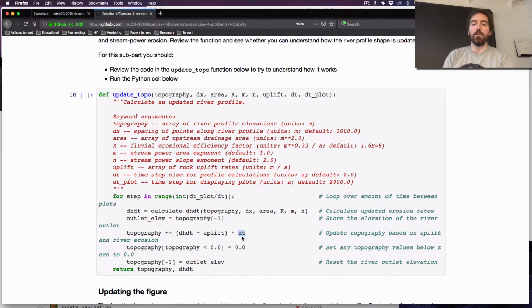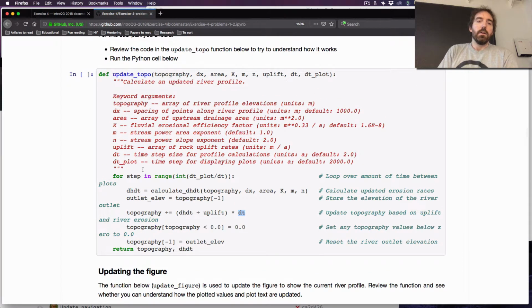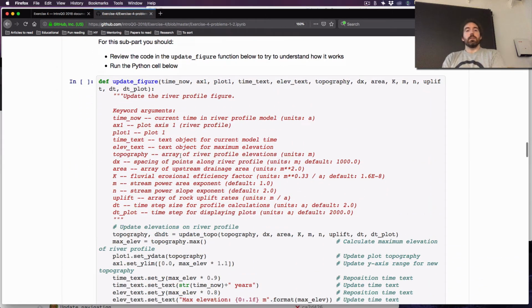If you play around with the value of dt, for instance, in the equation, you can also make it blow up. So yeah, you probably don't need to do that. Then there's a couple things here where it just checks to make sure there's no negative elevations, and that the elevation of the outlet, so where the river hits the right side of the model, is set equal to the same value it started with. So it doesn't go up. It always stays at a constant elevation. So that's updating topography.